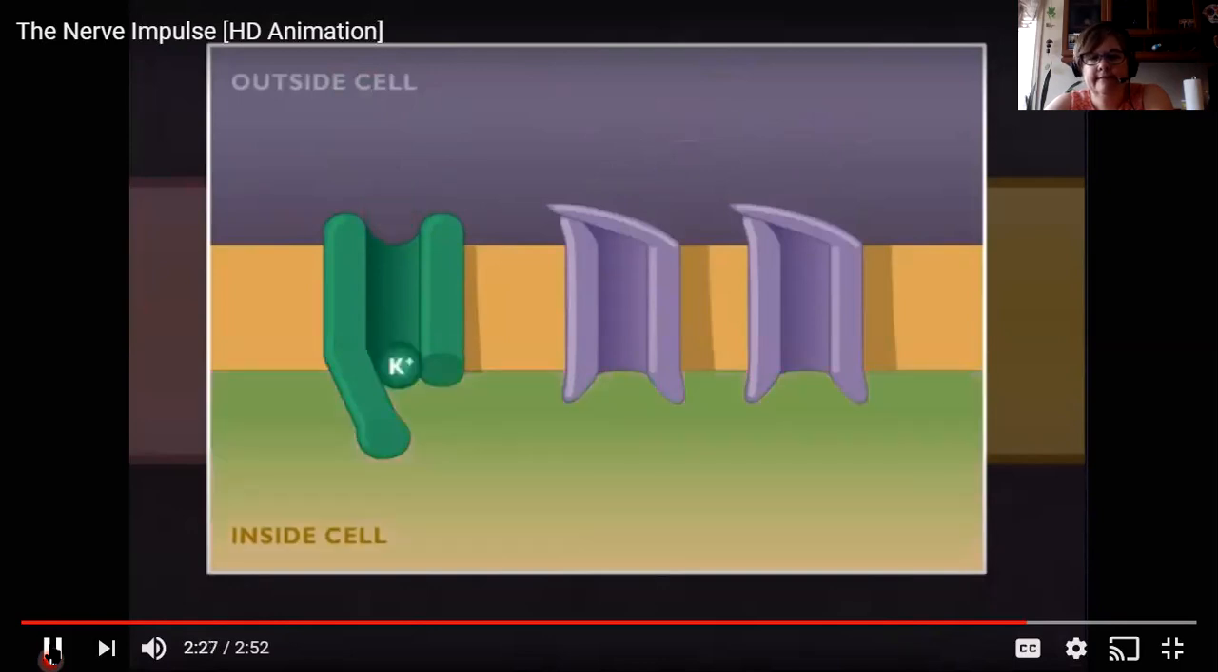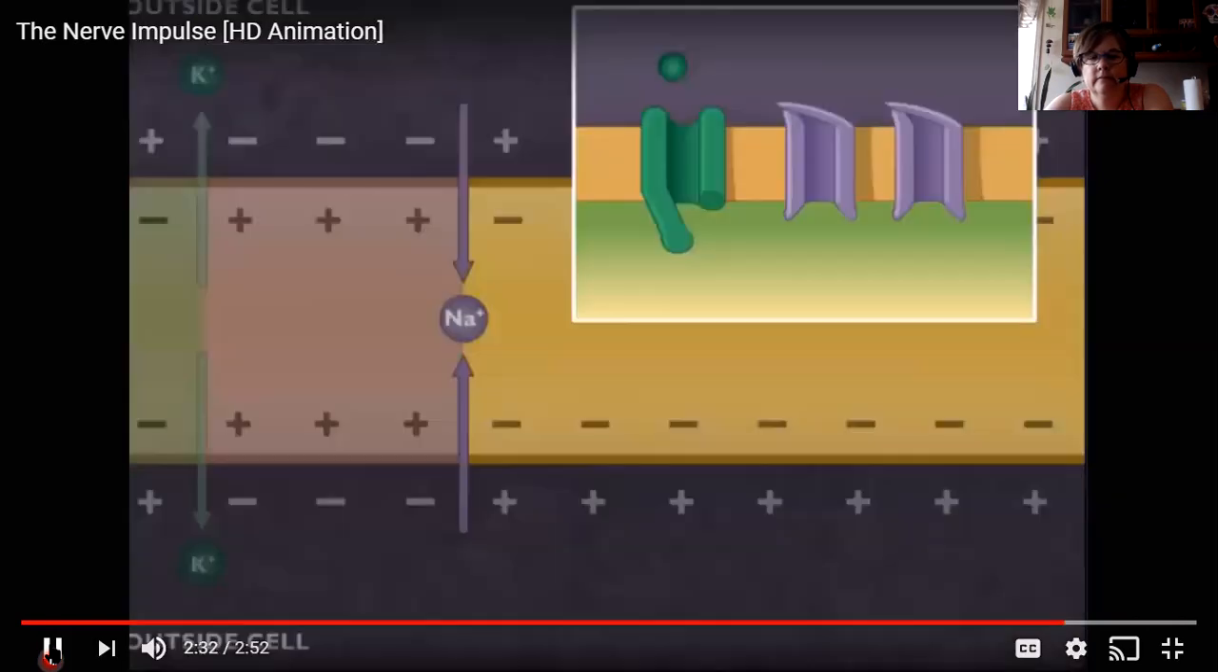This is followed by use of sodium-potassium pumps to fully restore the resting membrane potential and to reestablish proper concentrations of sodium and potassium ions inside and outside the cell.